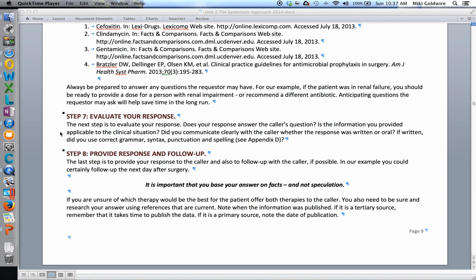Is the information you provided applicable to the clinical situation? Did you communicate clearly with the caller whether the response was written or oral? And if written, did you use correct grammar, syntax, punctuation, and spelling? And the last step is to provide your response to the caller and also to follow up with the caller. It's important that you base your answer on facts and not speculation. The other thing that's very important in your answer is we want data. Again, we want to base our answer on facts.